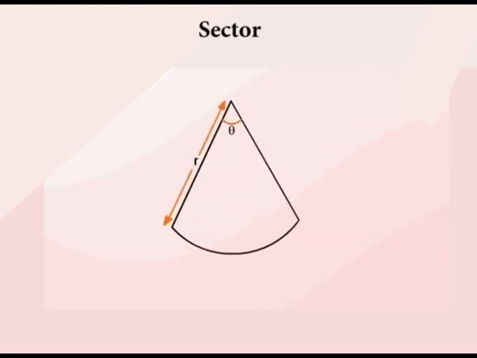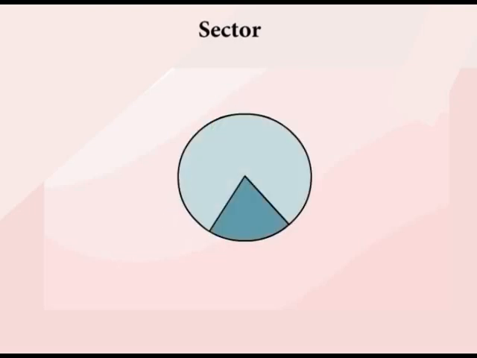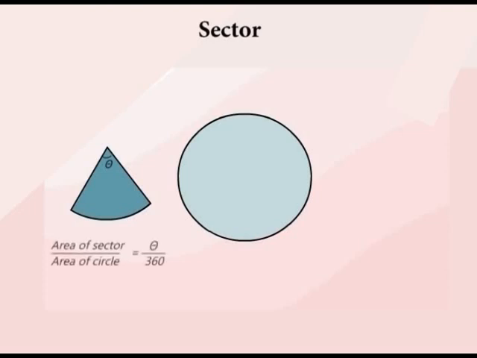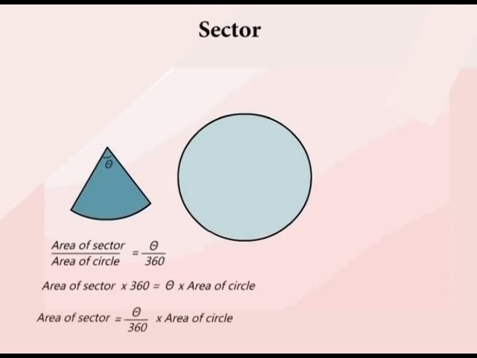We can calculate the area of a sector of a circle if we know the radius of the circle and the central angle. The area of the sector is proportional to the area of the circle. The central angle is proportional to the angle in a circle. Therefore, area of a sector over the area of a circle is equal to theta over 360 degrees. If we do cross multiplication, area of a sector times 360 degrees is equal to theta times the area of a circle. If we divide both sides by 360 degrees, area of a sector is equal to theta over 360 degrees times the area of a circle.